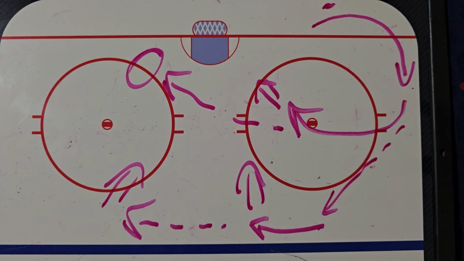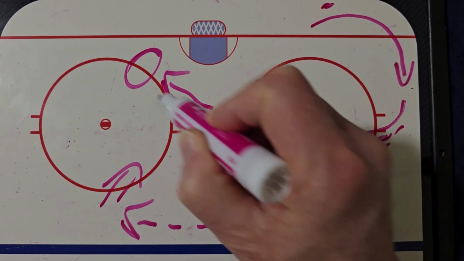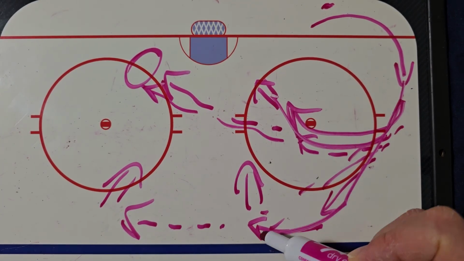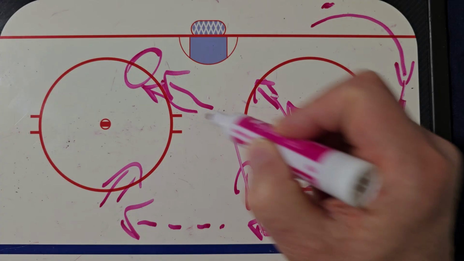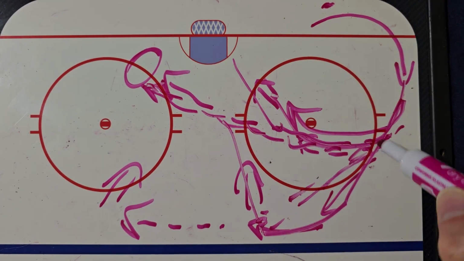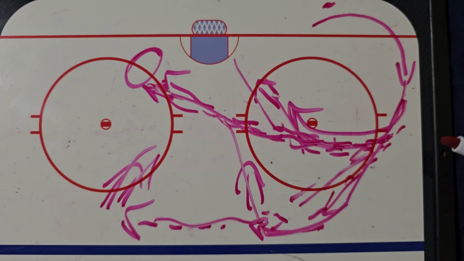So it's a really simple design that sets up, as I just showed you, 6 different options, including the pass back and attack, the pass back and pass across as well. So there's 1, 2, 3, 4, 5, 6 options that come off of that.